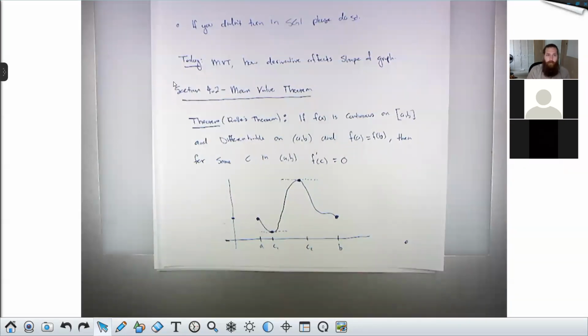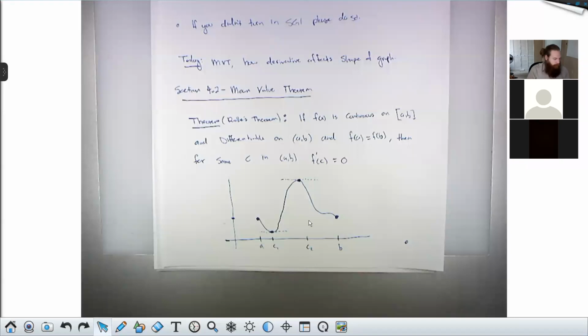And then the mean value theorem, the theorem that this section talks about, is a generalization of this theorem that says, okay, well, what if these 2 points aren't on the same horizontal line? What if the endpoints aren't there? Well, then I can imagine drawing the line that connects those 2 points, and somewhere there has to be a parallel tangent line. That's the idea.